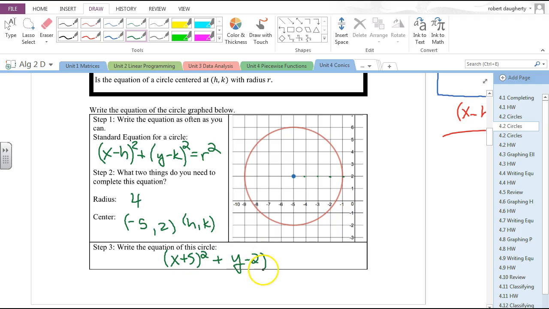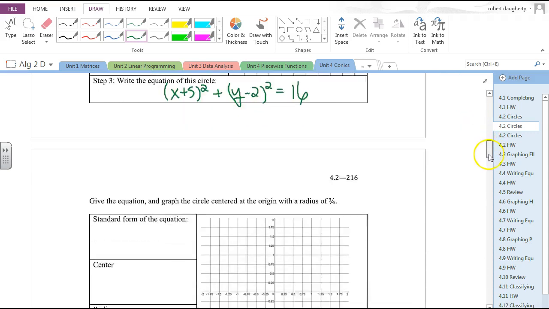Y minus 2 squared equals, what's the radius squared? 16. Okay. So that's the equation of this circle. What do you need to determine the equation of a circle? What things do you need? Center and the radius, that's it. If you know the center and the radius, then it's just x minus this squared plus y minus this squared equals that squared. Okay, that is all there is to that equation.